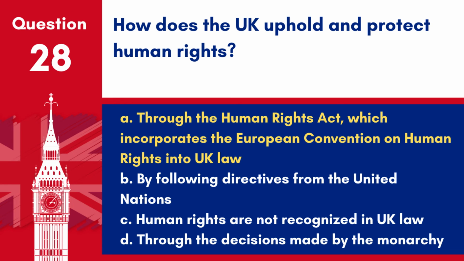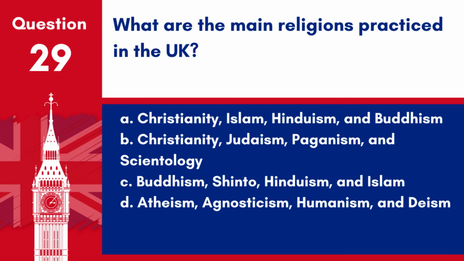Answer A. Through the Human Rights Act, which incorporates the European Convention on Human Rights into UK law. The UK upholds and protects human rights through the Human Rights Act, which incorporates the European Convention on Human Rights into domestic law. Question 29. What are the main religions practiced in the UK?